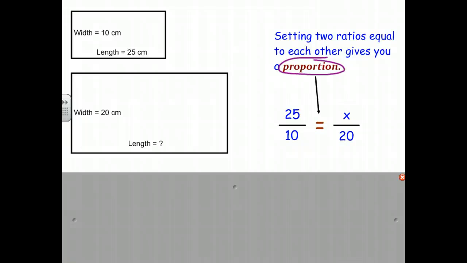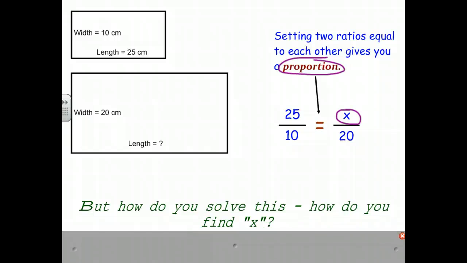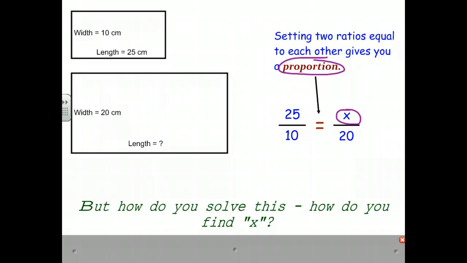Well, now we have some numbers, we have a variable x, and the next logical question then is, how do we find out what x is? Or, how do we solve this? How do you find x? So what I would invite you to do is pause the video here for a second, see what you can come up with based on what you know of solving equations, and see what you can find for x. How do we solve for x?